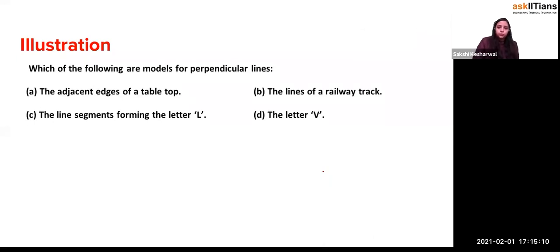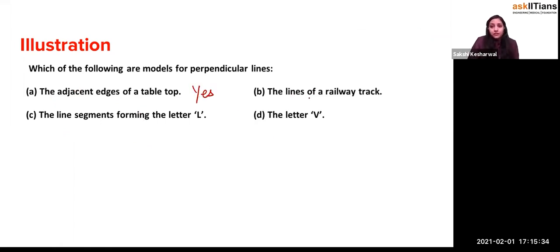Now coming to the illustration over here. Which of the following models are the perpendicular lines? The adjacent tops of the table. Beta, if you take any sheet of paper, this is always a T, right or not? So this is always adjacent. Adjacent means what? Side by side. So yes, this one, right?